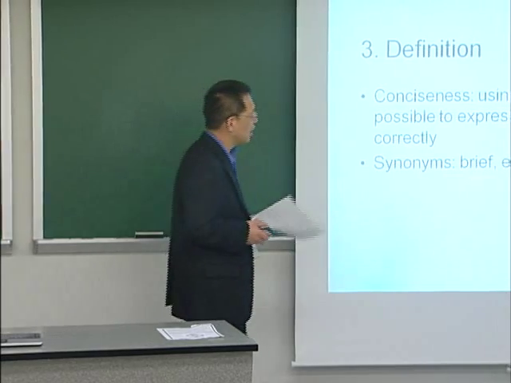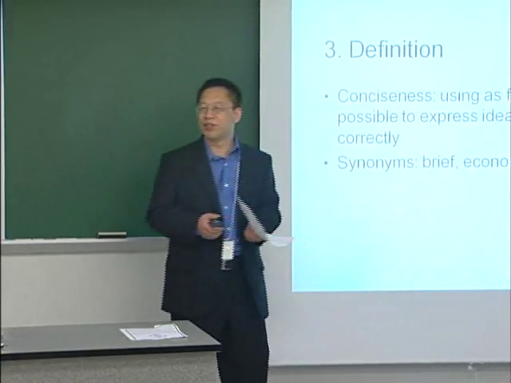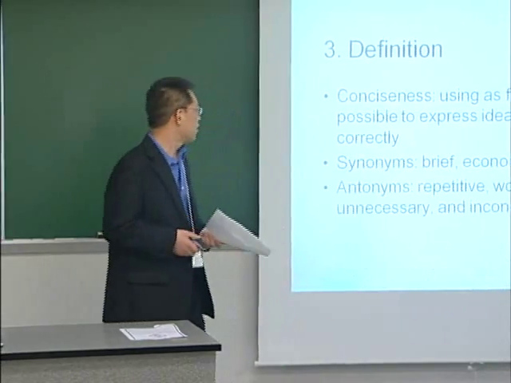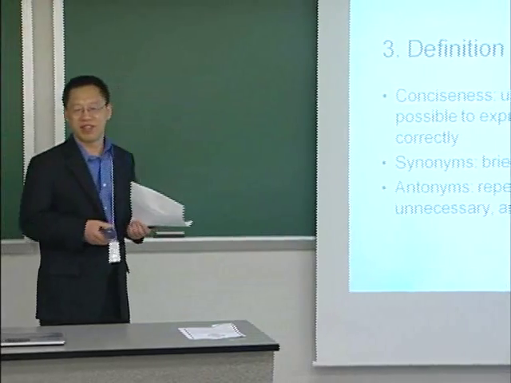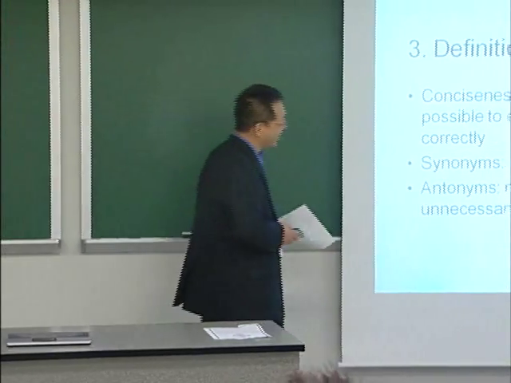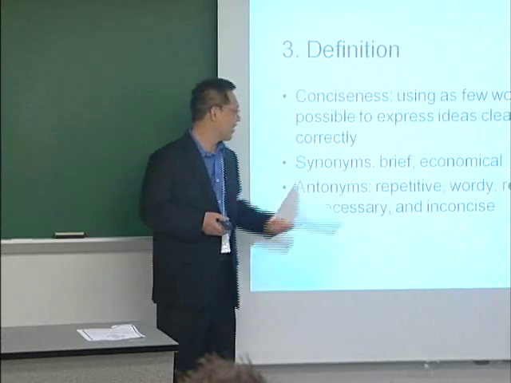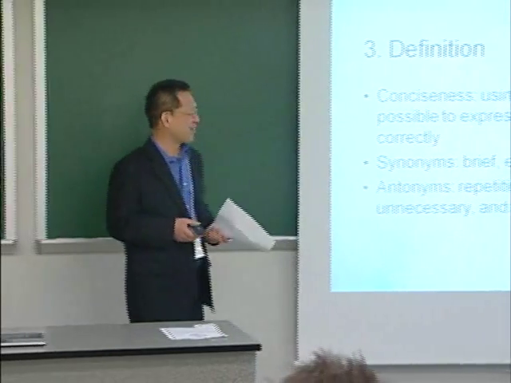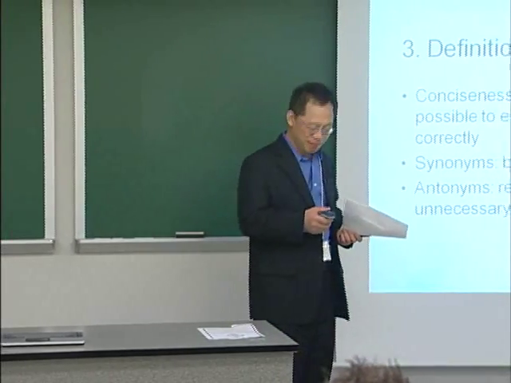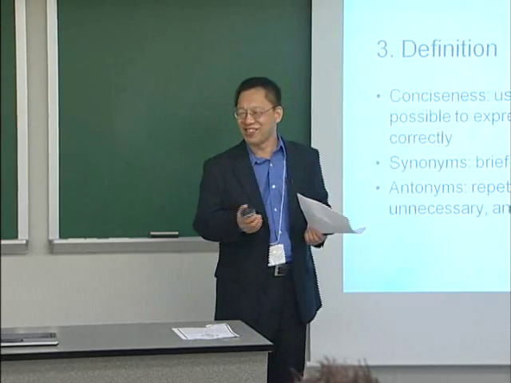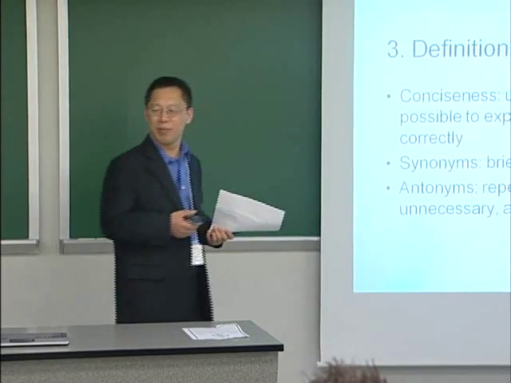Conciseness has some friends like brief, economical, direct. Okay. It also has some enemies, and more enemies than friends. Repetitive, wordy, redundant, unnecessary, inconcise. So that's why writing concisely is not easy to achieve. We have so many enemies to fight with.